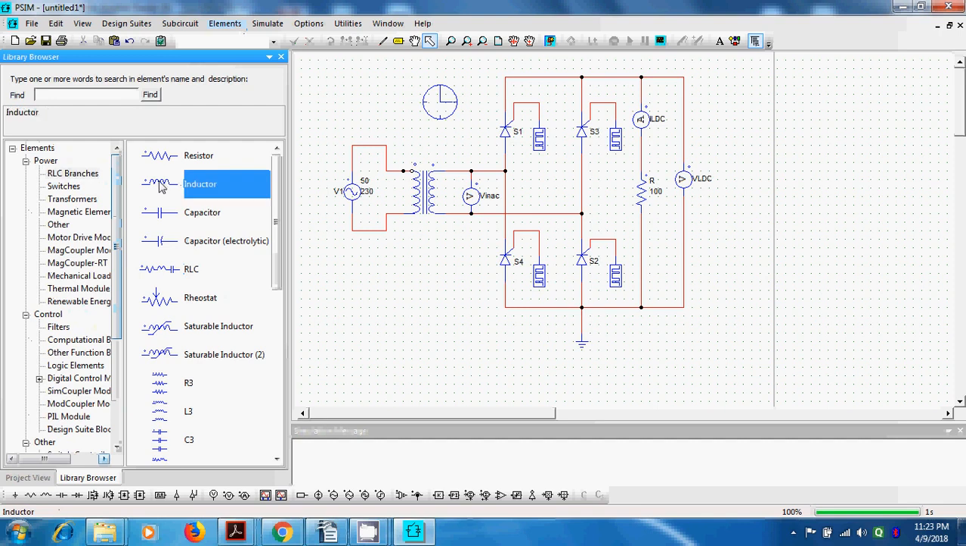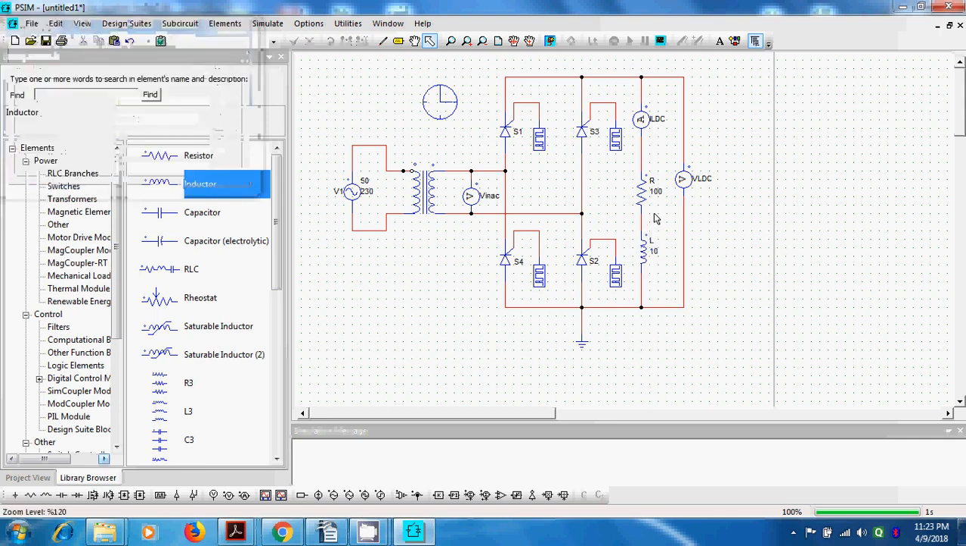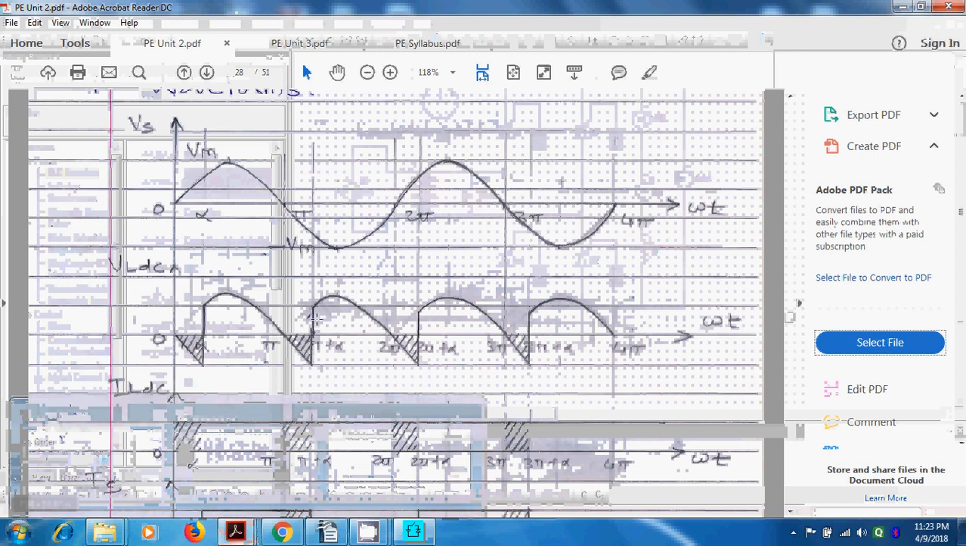So I will use one inductor in series with the resistor, and let us see the inductor value. Say it's 10 Henry. This is a very high value actually, a Henry inductor. So this RL load is a highly inductive load, and I want to find out similarly VLDC and ILDC for such cases. We are not interested in ILDC here, we are interested in VLDC, the output voltage, because this output voltage must look like this type of output voltage.